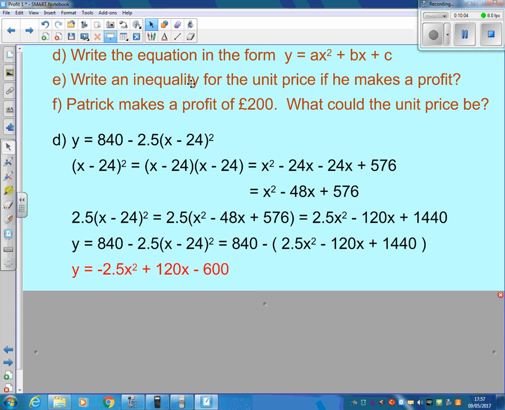It says, write an inequality for the unit price if he makes a profit. Well, for him to make a profit, the profit is the y value. So to make a profit, the y value must be more than 0. I want more than 0 here. If it's less than 0, I made a loss. So let's have a look at it.